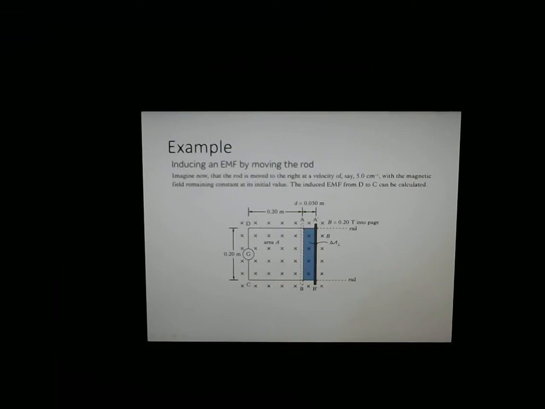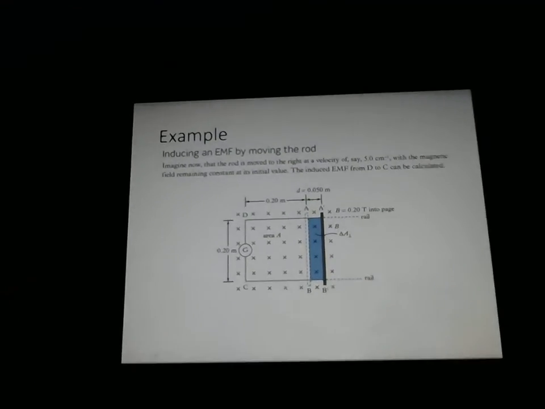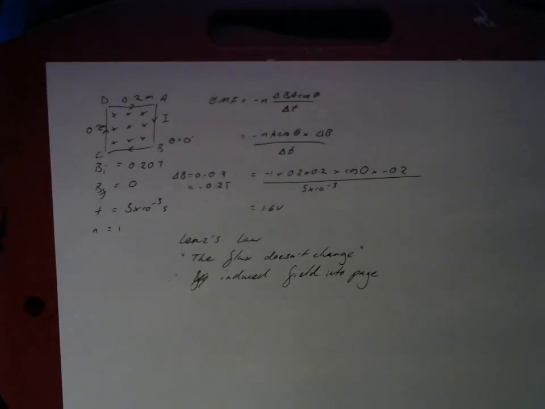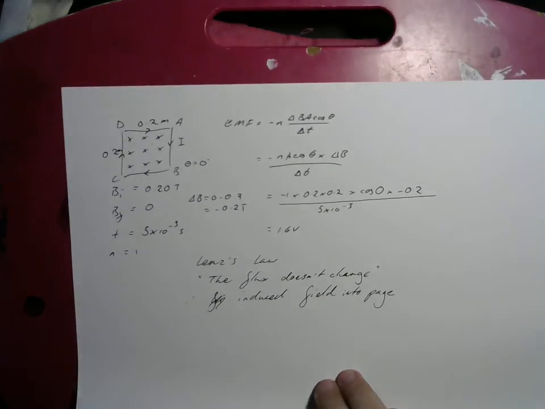Inducing an EMF by moving the rod. Okay, so here now, because we're moving the rod, we're going to end up changing the area. Which means, well, we've seen that if we change the area of a magnetic field going through an area, we're going to have a change of flux, and so we would have an induced EMF, and that is indeed what we see happening. Alright, so let's get that jotted down.